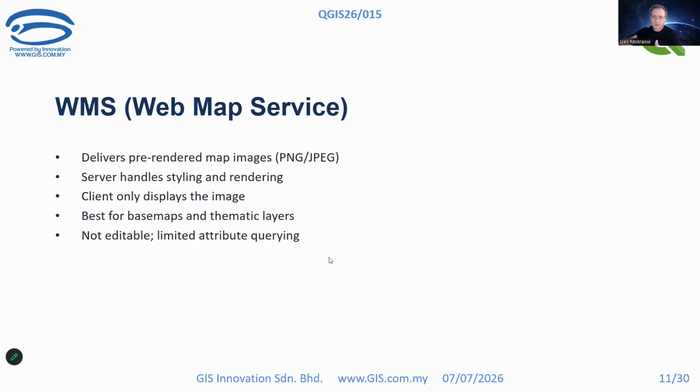Okay, let's go deeper. WMS, or Web Map Service, delivers pre-rendered map images. You can choose which format you want, PNG or JPEG. Then the server handles the styling and the rendering as well. The client only displays the image, meaning that your browser will display only the image. So it's good for base maps and thematic layers where you don't have to do any specific analysis. It is not editable and it has limited attribute querying.